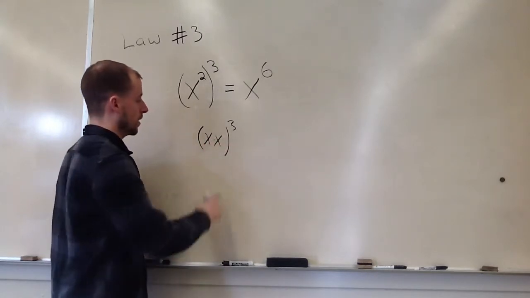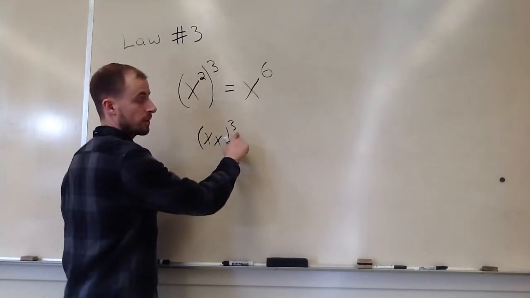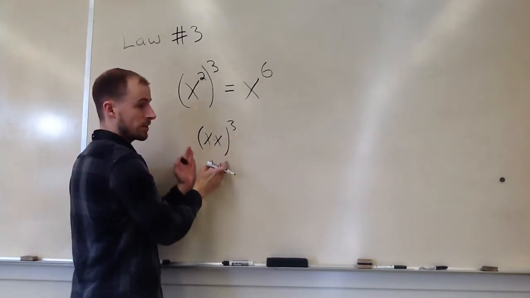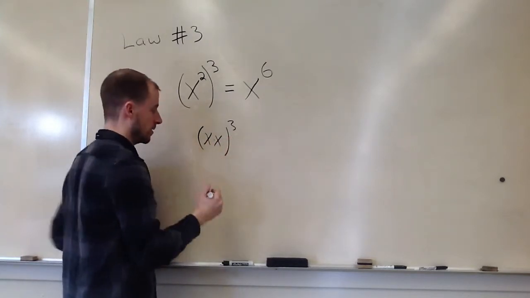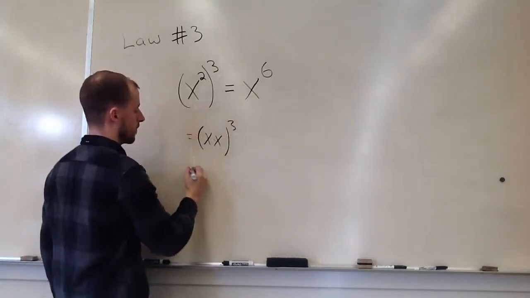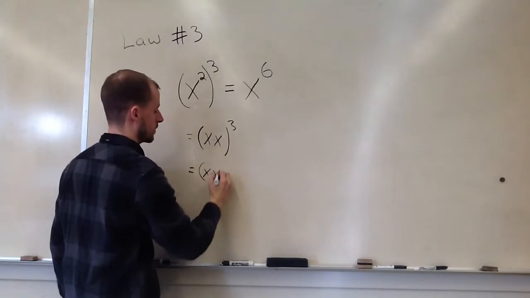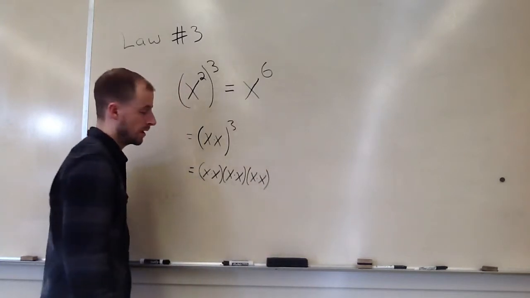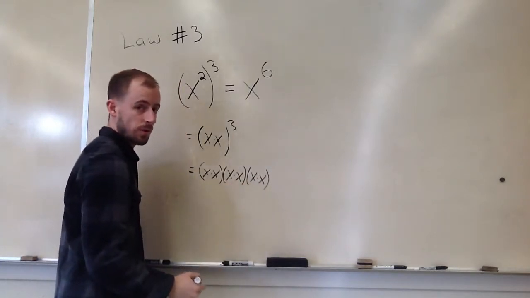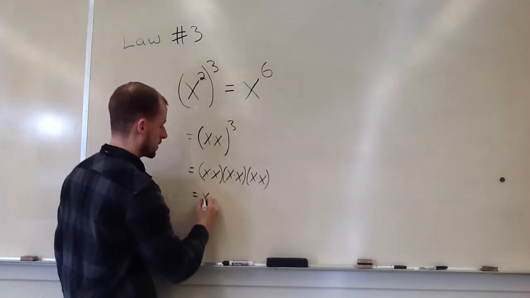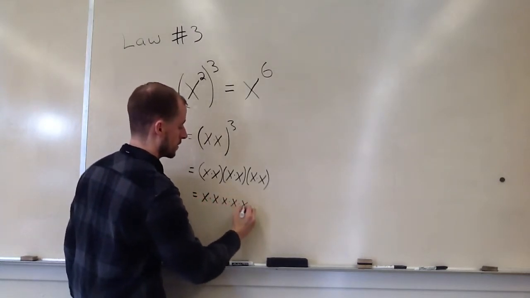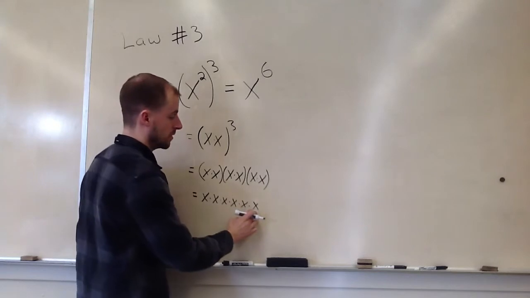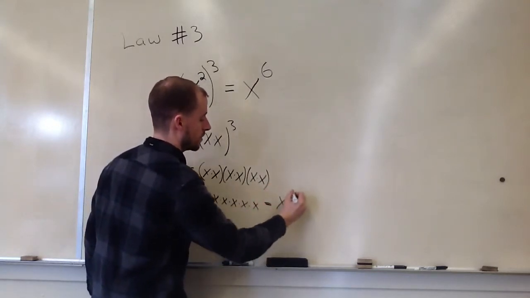Good so far. X squared cubed means you take everything inside the parentheses and you cube it. That means you take everything inside the parentheses and multiply it times itself 3 times. So that equals x times x times x times x times x times x. At this point, my parentheses aren't worth anything. I don't need all the parentheses. So I could just write x times x times x times x times x times x. And I'm multiplying x 6 times. So that equals x to the 6th.